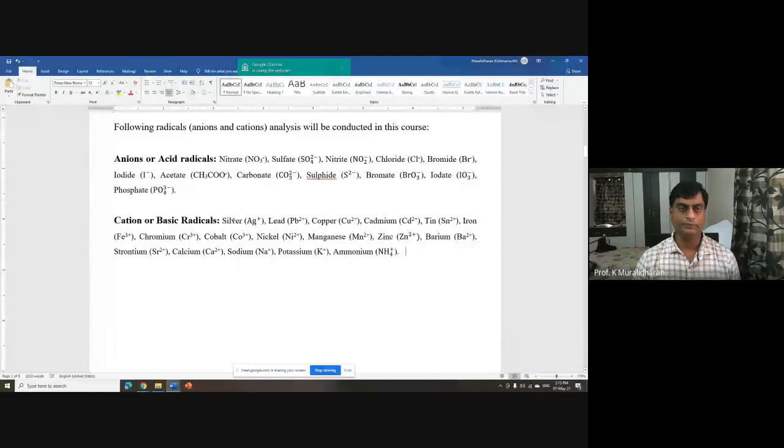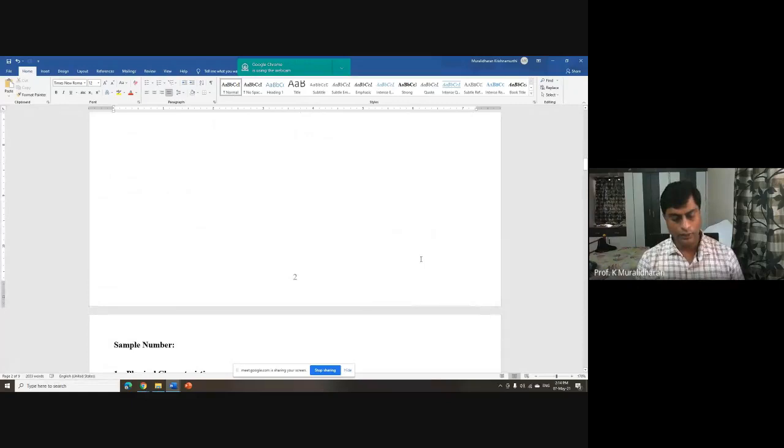Okay, so this is the list of anions and then cations. Basically, acid radicals and basic radicals will be given to you in our undergraduate laboratory. So this also you can go through later. Let me go to the actual analysis.